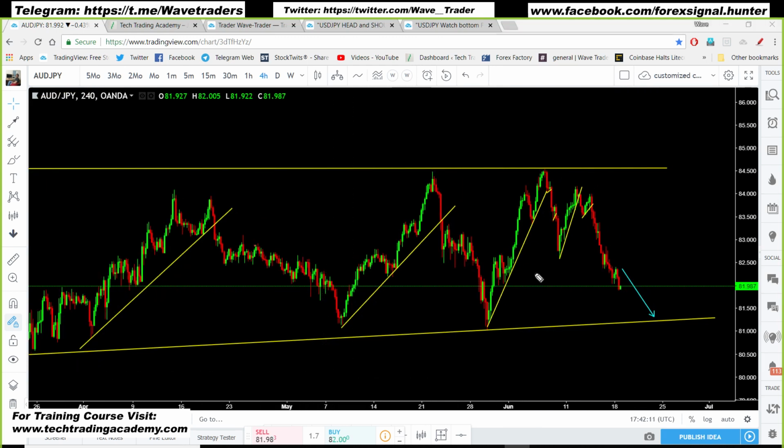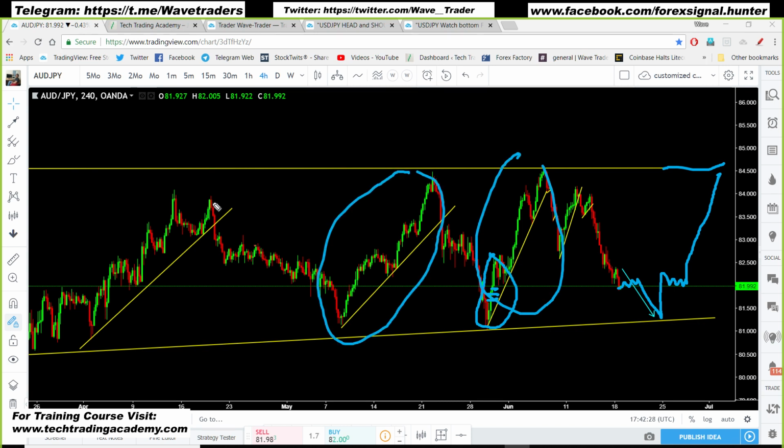So watch for this. You see that aggressive move? Correction, drop, aggressive move, correction, go back up. Buy for that move. Buy for that kind of move at this area, and then sell from the top again.